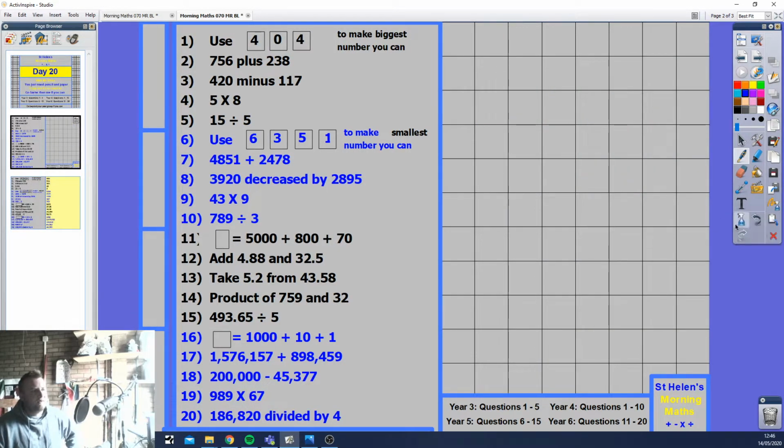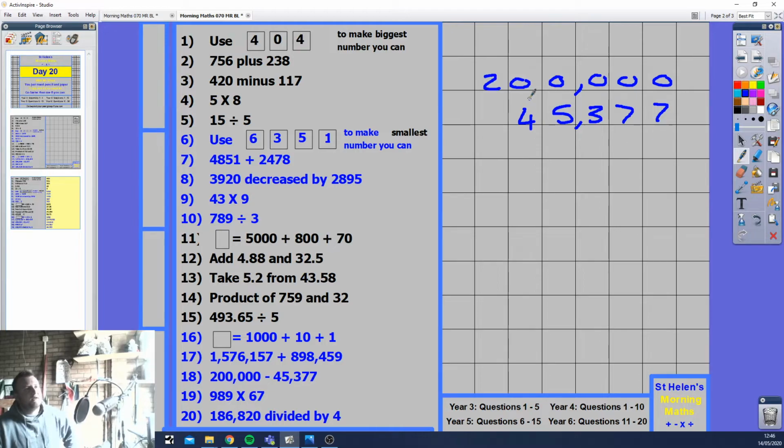And then move on to the next one. 200,000 minus 45,377. There's going to be a lot of borrowing in this question. So we take the 200,000. Boom, boom, boom, boom, boom. 6 digits, 200,000. 45,377.